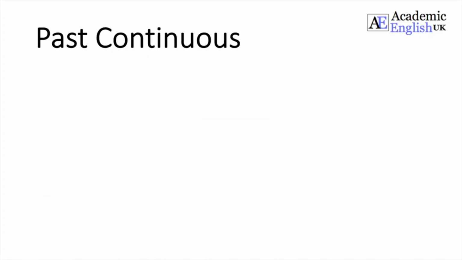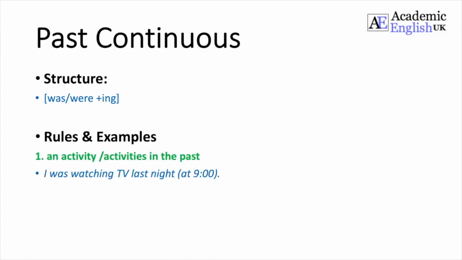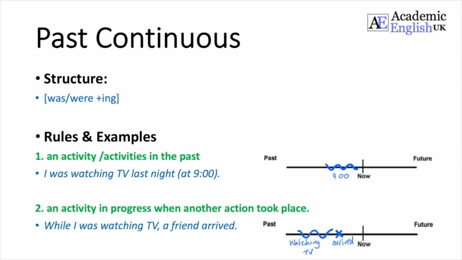Okay, moving on to the past continuous. The past continuous is created using was or were plus ing form. And the main two rules are an activity or activities in the past. So I was watching TV last night, and I can use a time like 9 o'clock, or an activity in progress when another action took place. While I was watching TV, a friend arrived. Notice the friend arrived is in the past simple.